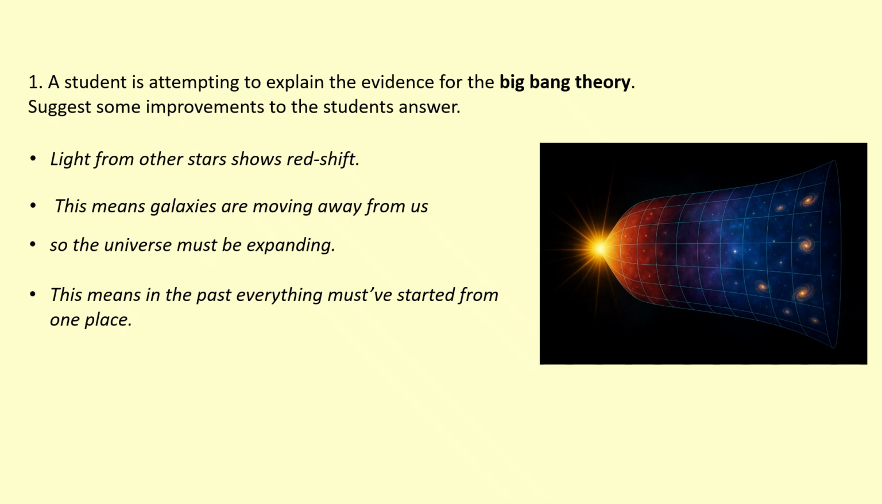Okay, so first sentence they wrote, light from other stars shows redshift. Well, is light from other stars in other galaxies? Now, it's possible that if we look at a star within our own galaxy, it could be moving towards us, so it could be blue shifted. But when we look at light from other galaxies, almost always those galaxies are moving away and it shows redshift. So the second sentence says this means the galaxies are moving away from us. Well, they're not just moving away from us, they're moving away from each other as well. All galaxies are moving away from each other.